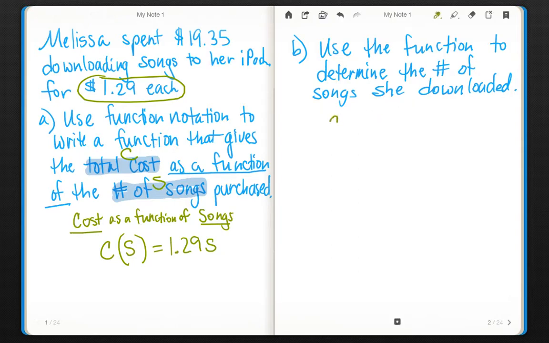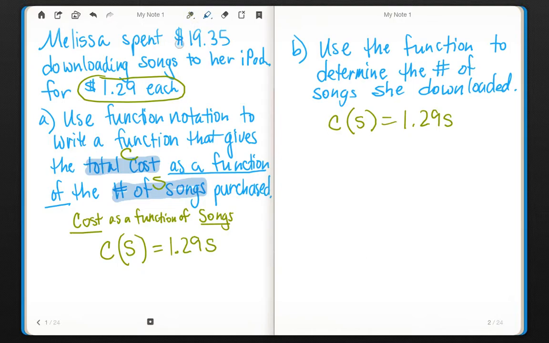That's what they're looking for, this function. Use the function now, C of S equals $1.29s, to determine the number of songs she downloaded. Well, let's go back. What piece of information have we not used from the very beginning? Well, it says up here that she spent $19.35. That's her cost as a function of songs. That's how much she pays. So let's plug that in. That's $19.35. Now, notice we put that in for this whole thing because remember that was really our y before. That was our output. The cost as a function of the songs is the output. That's how much it costs. So that goes in for this whole thing.